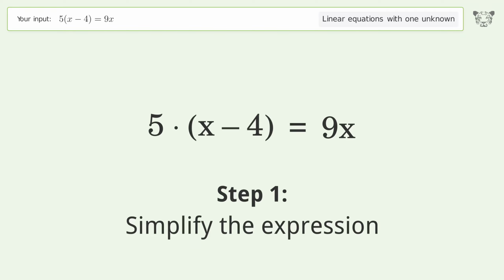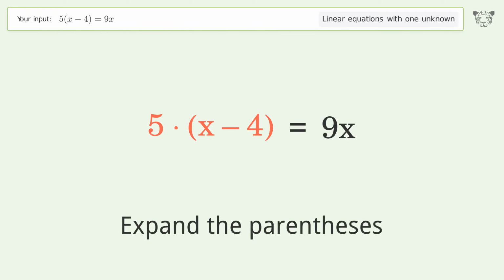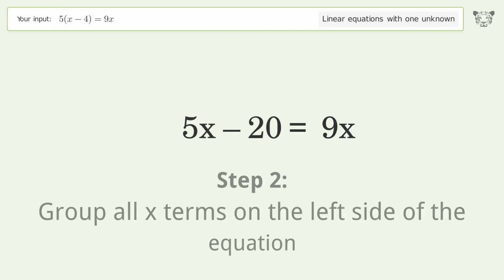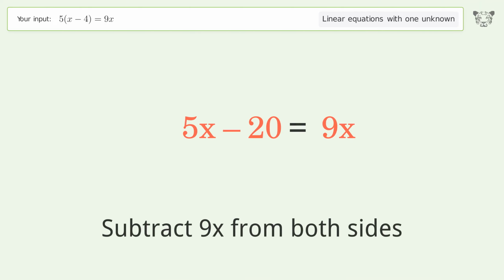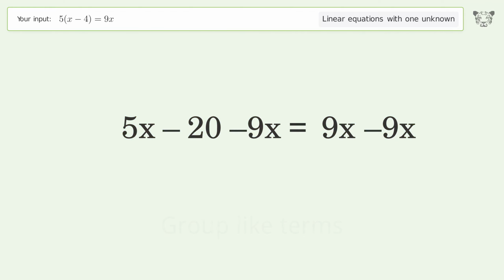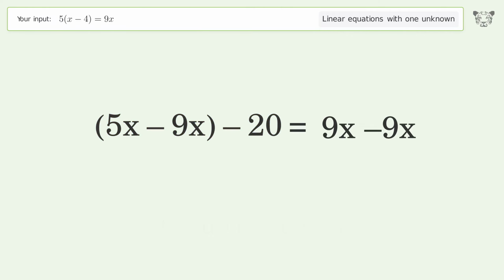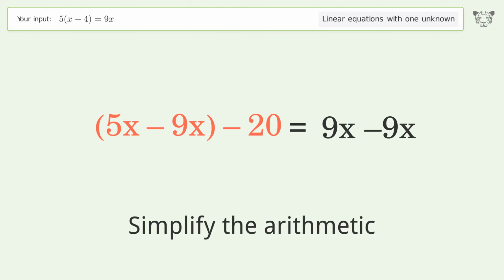Simplify the expression. Expand the parentheses. Simplify the arithmetic. Group all x terms on the left side of the equation. Subtract 9x from both sides. Group like terms. Simplify the arithmetic.